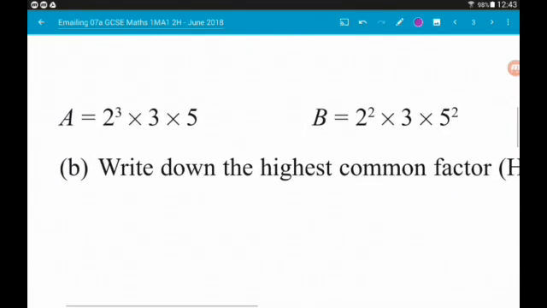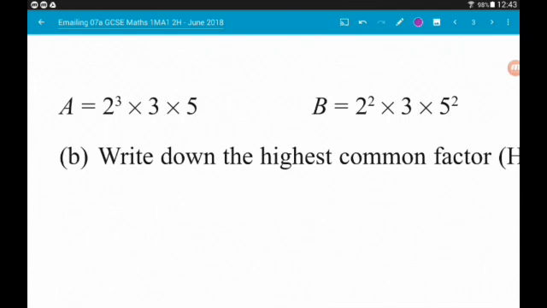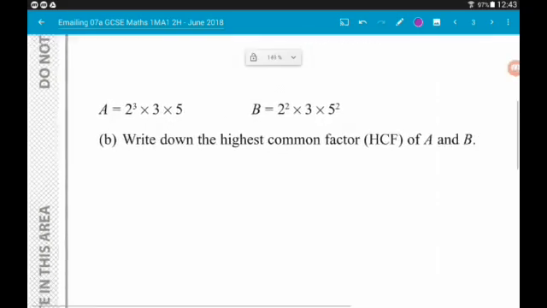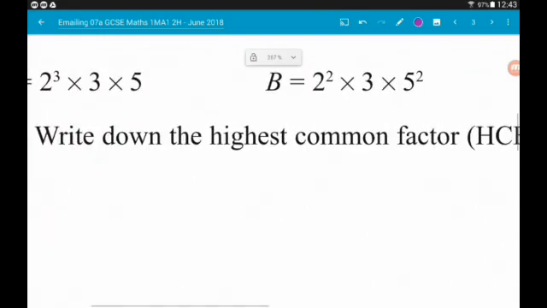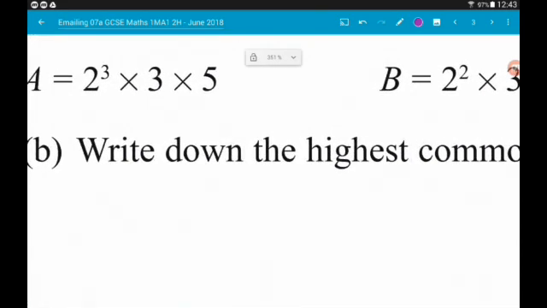Okay, then part B. A is 2 cubed times 3 times 5, and B is 2 squared times 3 times 5 squared. We want to write down the highest common factor of A and B. So to do this, when our numbers are already in product prime form, we go through and we pick out the highest common factor at each stage.